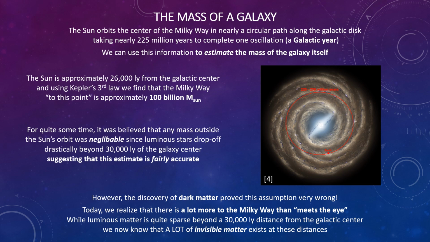For quite some time, it was believed that any mass outside the Sun's orbit would be negligible, since luminous stars drop off in number beyond 30,000 light years from the galactic center, which would suggest that that estimate would be fairly accurate. However, we now know with the discovery of the effects of dark matter that this assumption is very wrong. There is a lot more stuff in the Milky Way than meets the eye. So while luminous matter is quite sparse beyond 30,000 light years from the galactic center, there is a lot of invisible matter at these distances that we call dark matter.